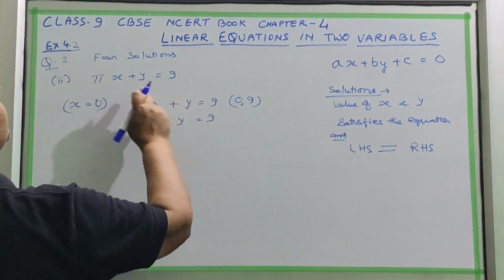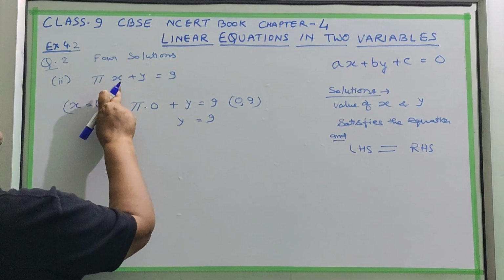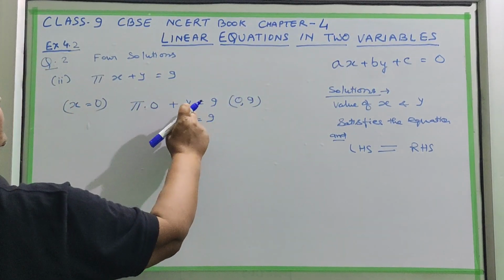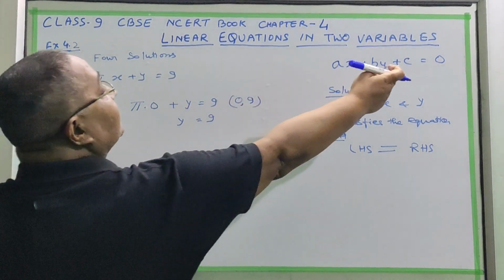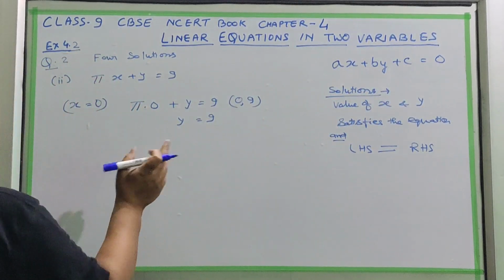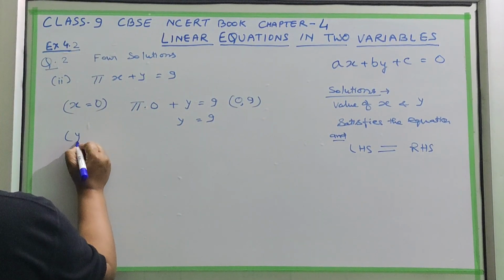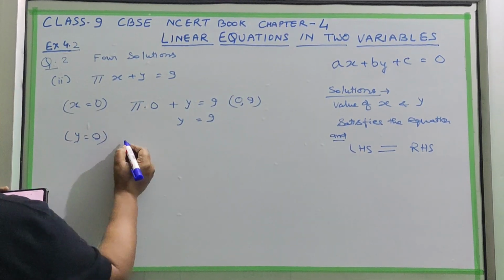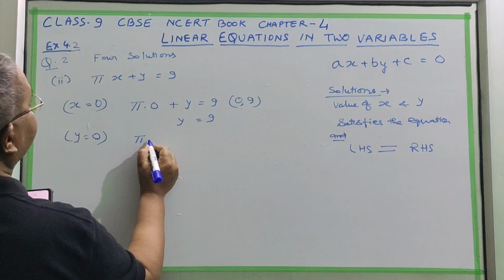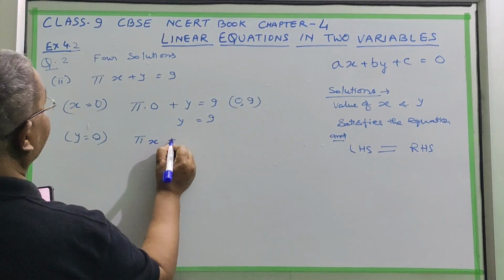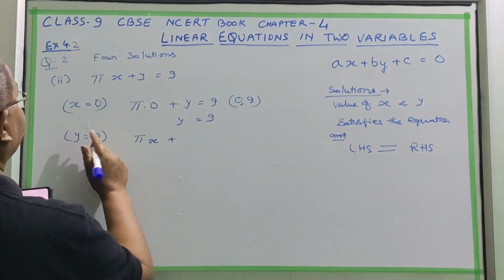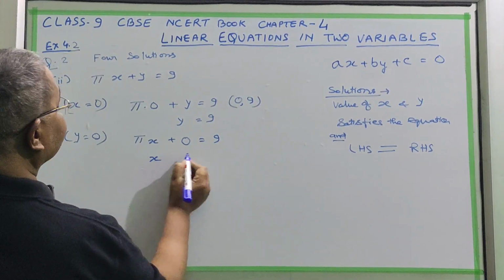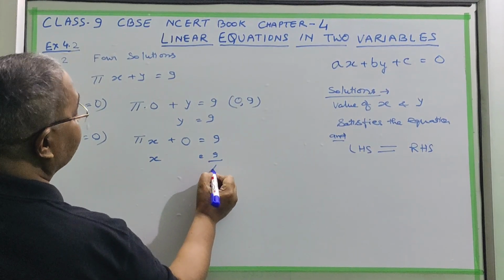It means if you take the value of x as 0, this condition is satisfied, 0 will come. And if you take the value of y as 9, this condition is satisfied. Okay, so this is that. Now you take y as 0, we can take anything. So y as 0, so here pi x plus, in place of y we can write now 0. 0 is equal to 9. So x is equal to 9 upon pi.